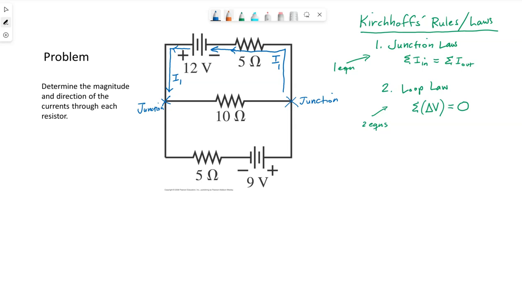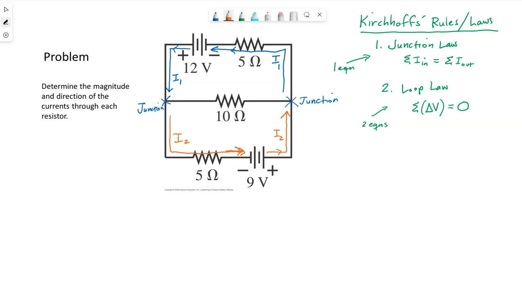All right. I'm going to draw the current in this bottom branch next. It would come out of positive into negative. So this current, I'll just call I2. I don't know the value of these currents. That's what I'm asked to find.